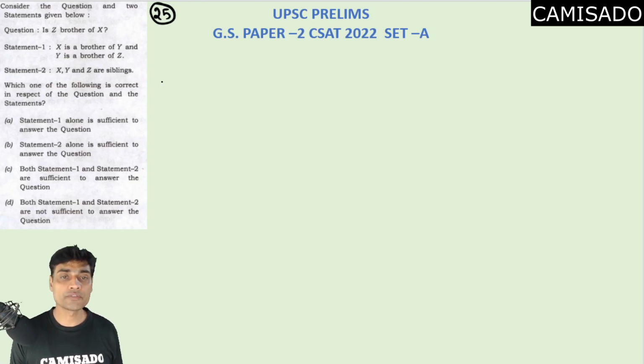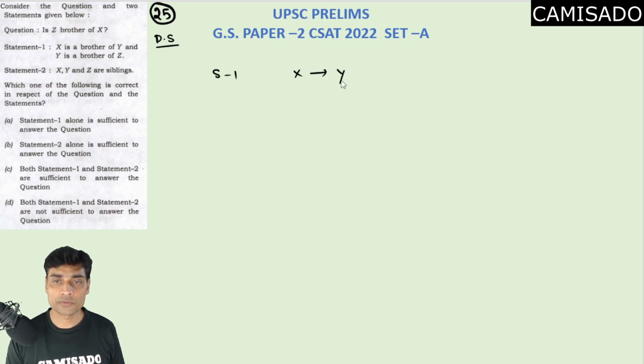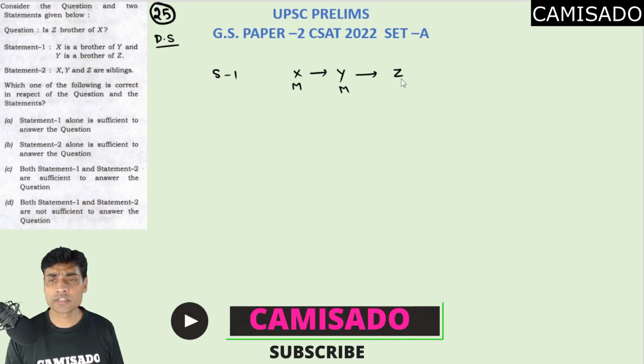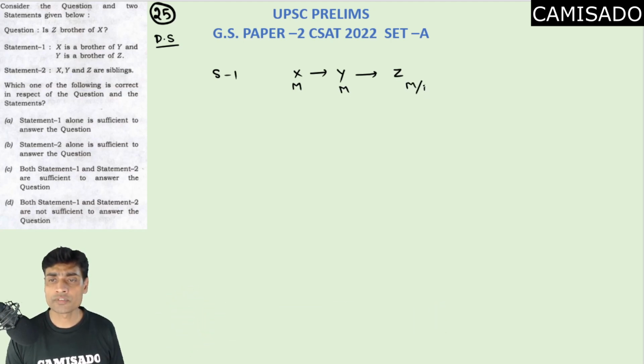Now again question number 25. It's again a question of data sufficiency. Is Z brother of X? Statement number 1 says X is brother of Y. So X is male, and Y is brother of Z. So again Y is also male, but it doesn't show anything about the status of Z, whether it is male or female. It can't be predicted from here. So statement number 1 is insufficient alone.